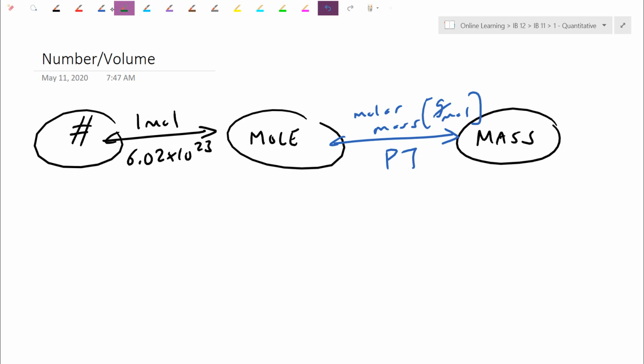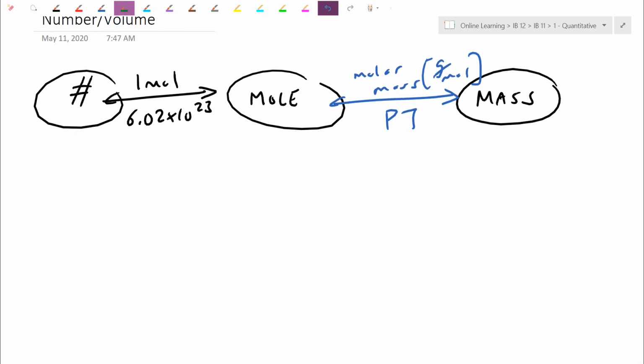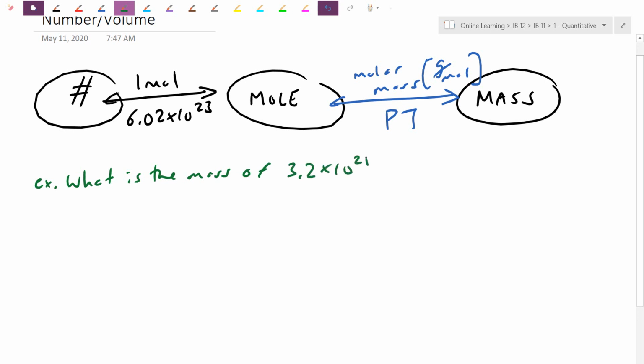On your worksheet, you had a little bit of practice. In some cases, when you were dealing with compounds, the molar mass is actually sort of the added up of all the bits. So let's just try out a quick question here. I want you to find for me, what is the mass of 3.2 times 10 to the 21 molecules of nickel 2 hydroxide tetrahydrate.